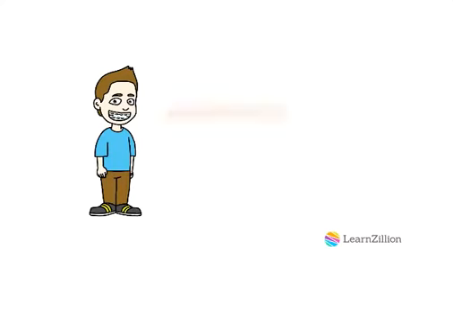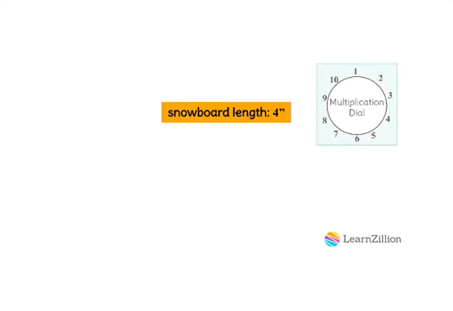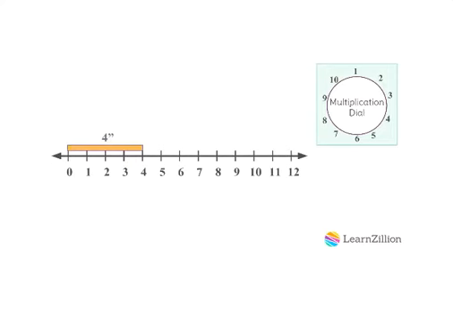Jacob's snowboard measures 4 inches in length, and he wants to enlarge it to 12 inches using the scale-o-matic machine. He draws a number line again, and he uses the orange bar to represent a 4-inch length. Jacob realizes that he will need 3 4-inch lengths to make a length of 12 inches.